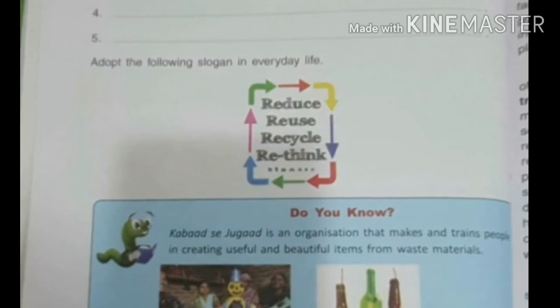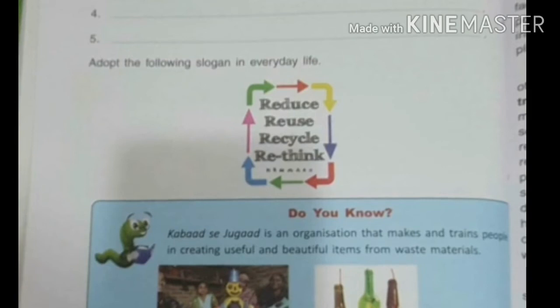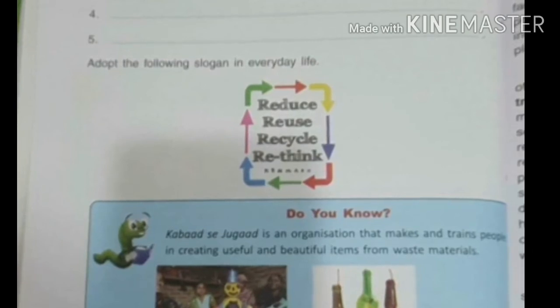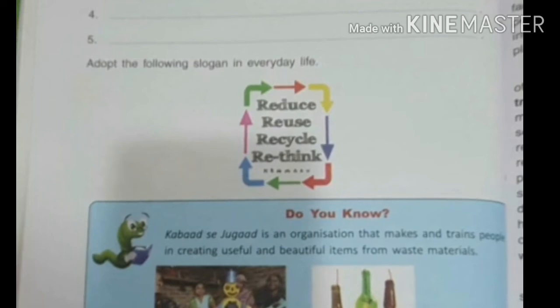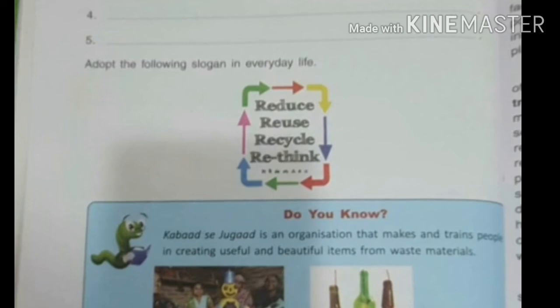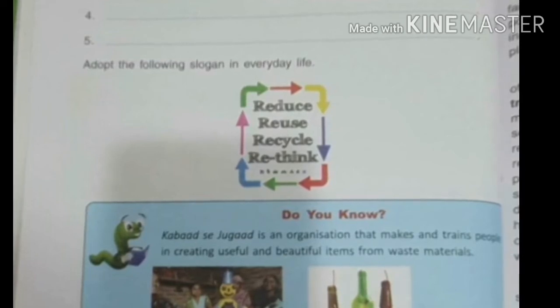Like, when you have to make a project. These days we have online classes, so you can use both sides of the paper to make the project. In this way, we can reduce the dependency on paper and reduce the garbage also.